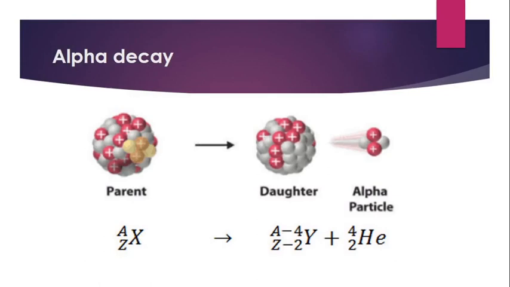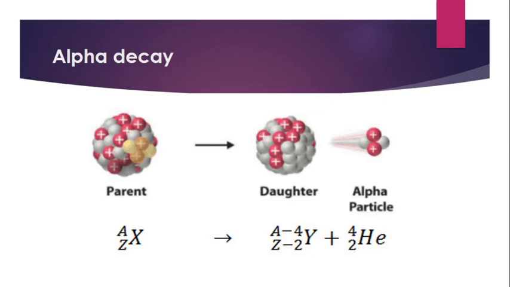So first one is alpha decay. Alpha decay, you know that it is a process of emission of alpha particle. Now what is an alpha particle? A helium nucleus, having atomic number 2 and mass number 4, denoted by He2. So during this process, what happens to the parent nuclei? This parent nuclei will change into another nuclei, which we can call a daughter nuclei, in which the mass number will decrease by 4 and the atomic number will decrease by 2.